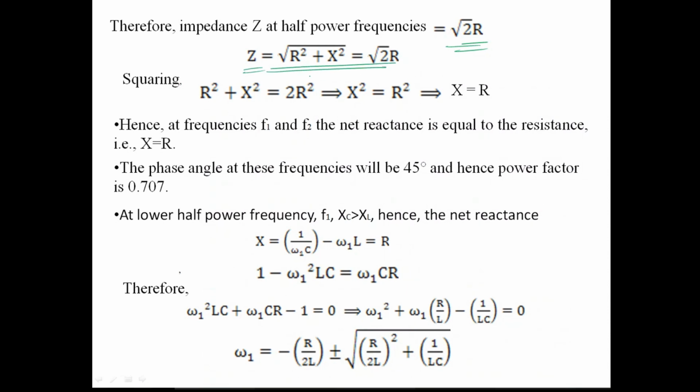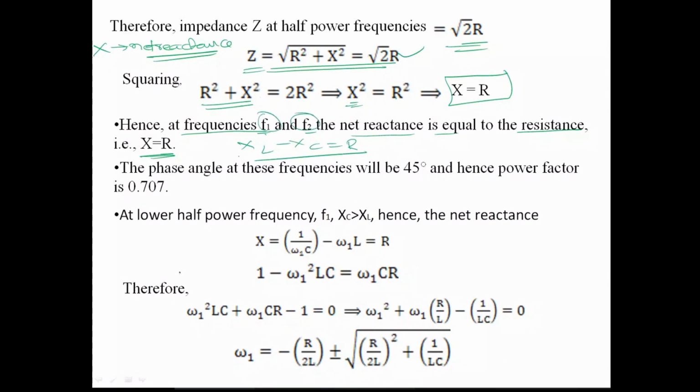The impedance expression is given by Z is equal to square root of R square plus X square, where X is the net reactance. If you take the square of that equation, R square plus X square is equal to 2R square, and from that X square is equal to R square, so X is equal to R. So we conclude that at frequencies F1 and F2, the net reactance is equal to the resistance, that is X is equal to R. The net reactance XL minus XC is equal to R at these two frequencies. Therefore, the phase angle at these frequencies will be 45 degrees.